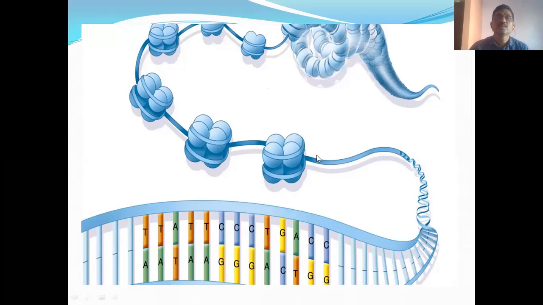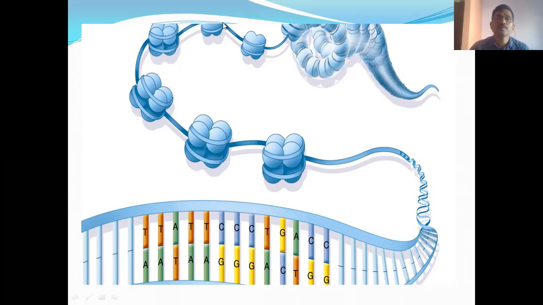Linker DNA means the DNA that is outside the nucleosome, that is not wrapping around the nucleosome. And what is the nucleosome? Nucleosome is nothing but an octamer of histone proteins. Now this is one octamer, this is the second octamer, this is the third, and this is the fourth. But here there is no octamer, only a single histone can be seen.